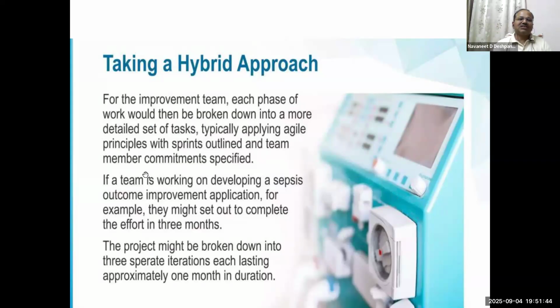So, for instance, if a team is working on developing a sepsis application, sepsis being a terminal condition, as we call it in healthcare, we have to see what is the overall improvement for the application. For example, that may be set out to complete within a set of efforts. What kind of efforts is required from the nursing fraternity, from each and every department, like pharmacy, insurance, and so on. The project may be broken down into 3 separate iterations, each lasting approximately 1 month in duration. So they have to set the standards, okay, and they have to have some kind of control over the data.